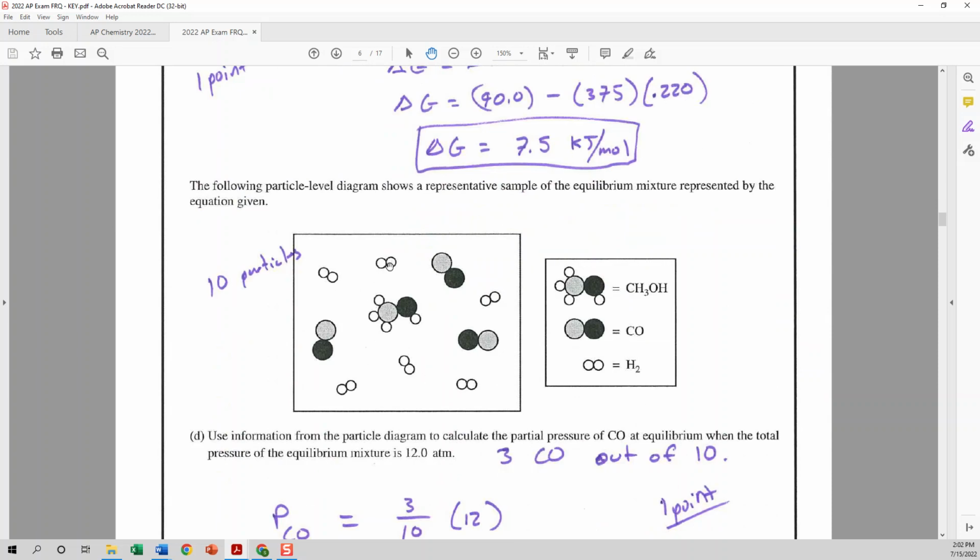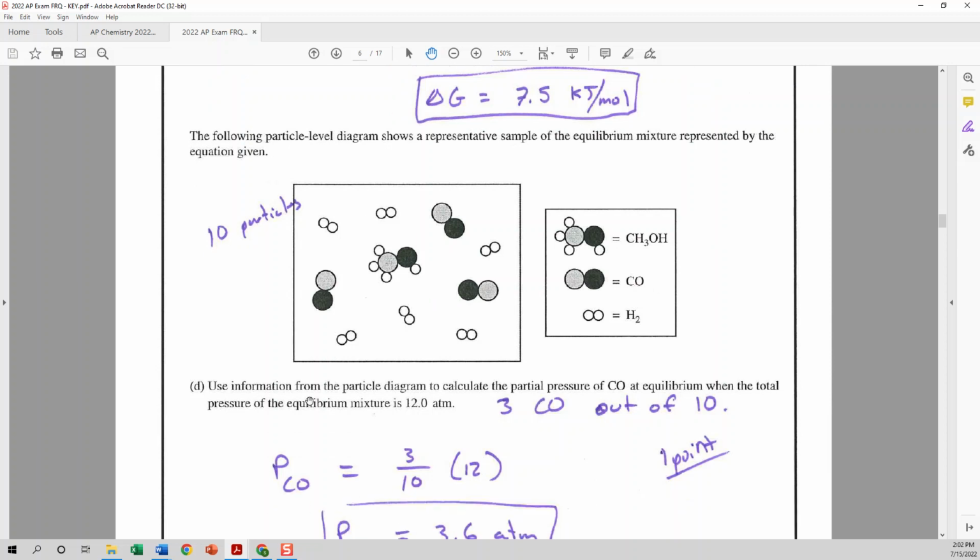So notice we got 1, 2, 3, 4, 5, 6 hydrogens. We got 1, 2, 3 COs, and we got 1 methanol. And they're all in the gas state, okay? And it says, use information from the particle diagram to calculate the partial pressure of CO, carbon monoxide, at equilibrium when the total pressure in the equilibrium mixture is 12 atmospheres. So inside this container, we have 12 atmospheres. That's the total pressure. And we have to use the particle diagram to calculate the partial pressure, so the pressure just due to the carbon monoxide.